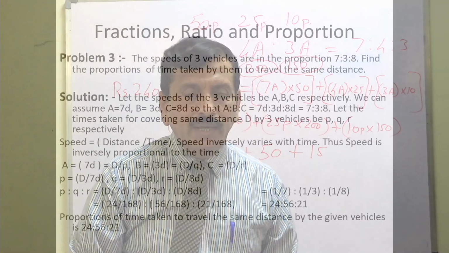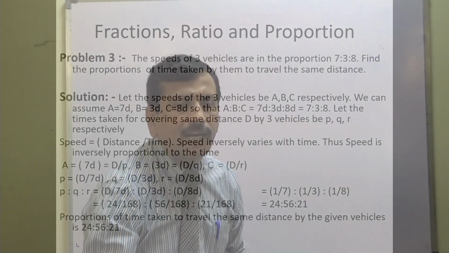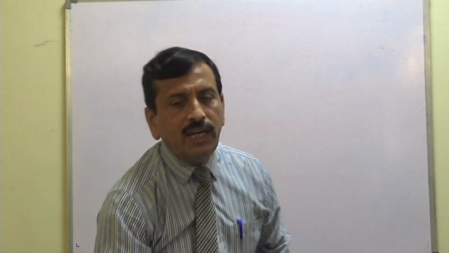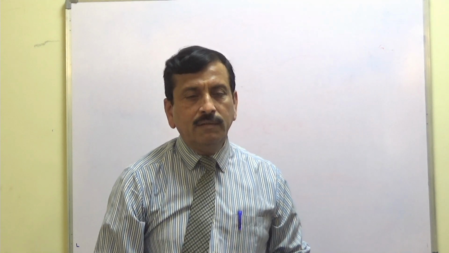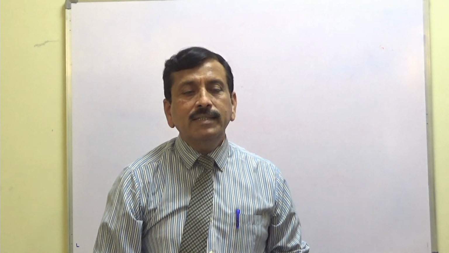Next problem. Read the problem carefully and then try to formulate it. When you read the problem, you keep on putting variables for all the unknowns and then try to get it. Look here. The speeds of three vehicles are in proportion 7:3:8. Find the proportions of time taken by them to travel the same distance.